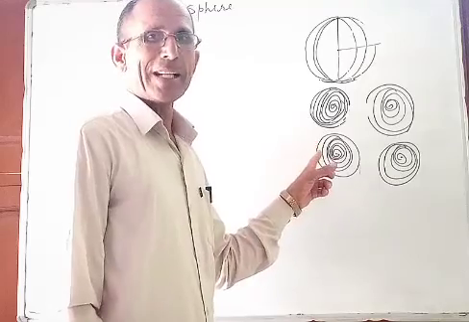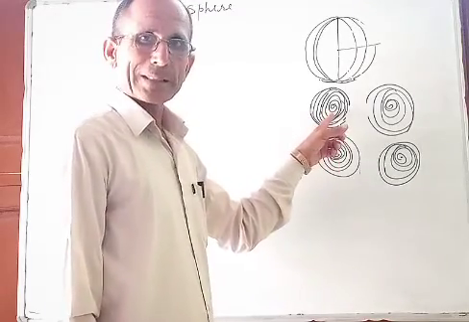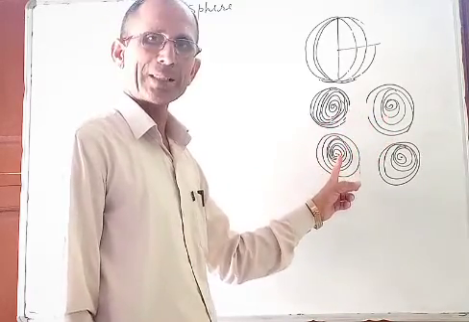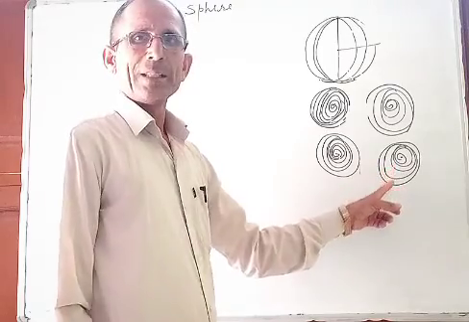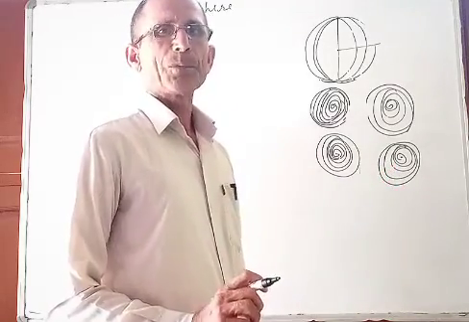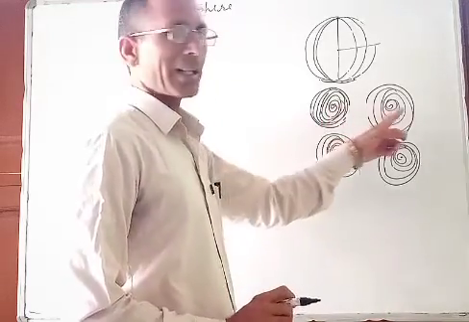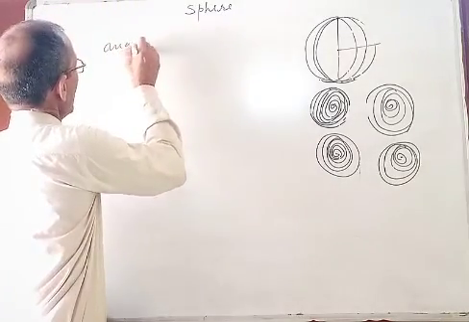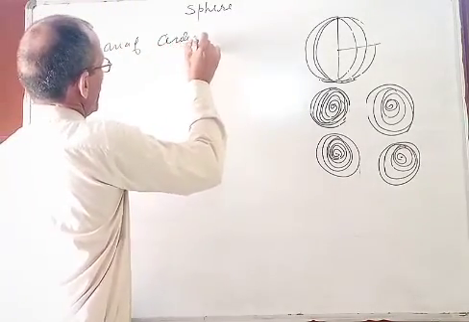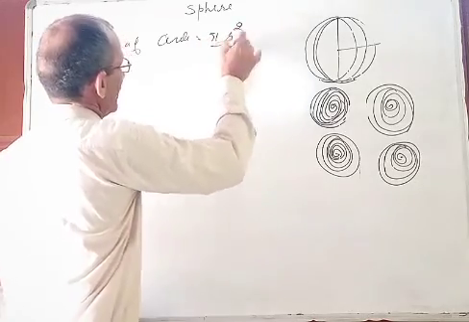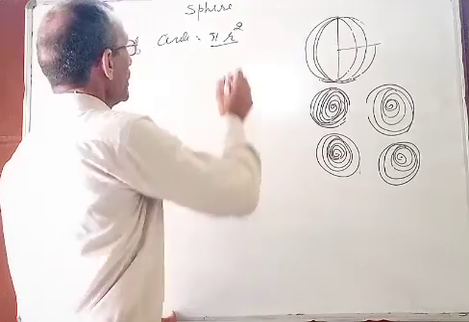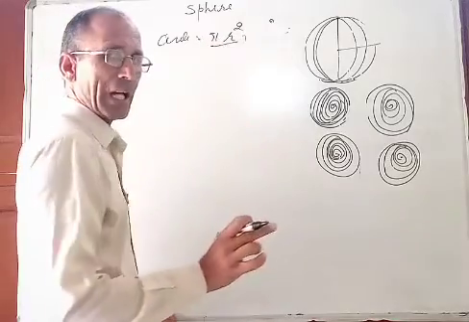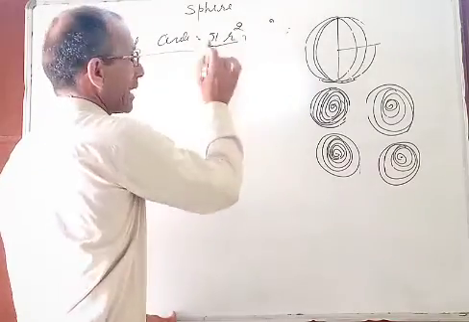Then you can understand easily: this circle is covered with the thread, this also, this also, this also. And you already know the area of a circle is pi r square. So how many circles are covered with the thread? Four circles. So the area of a circle is pi r square, and there are four, so pi r square plus pi r square, and so on.